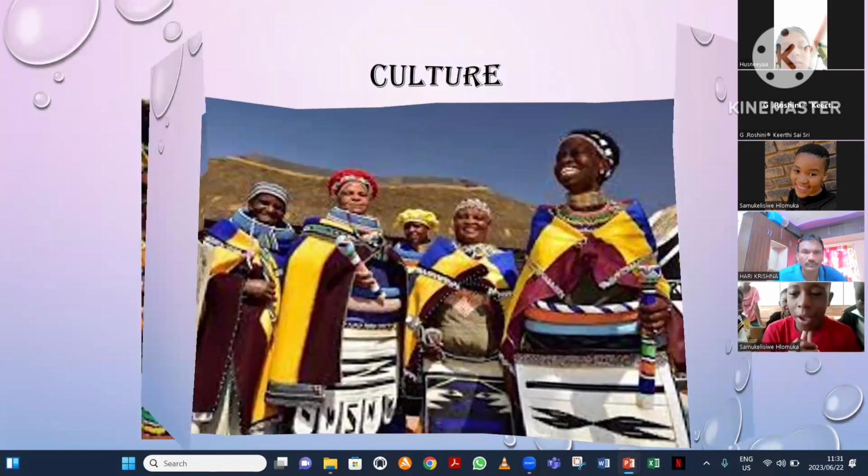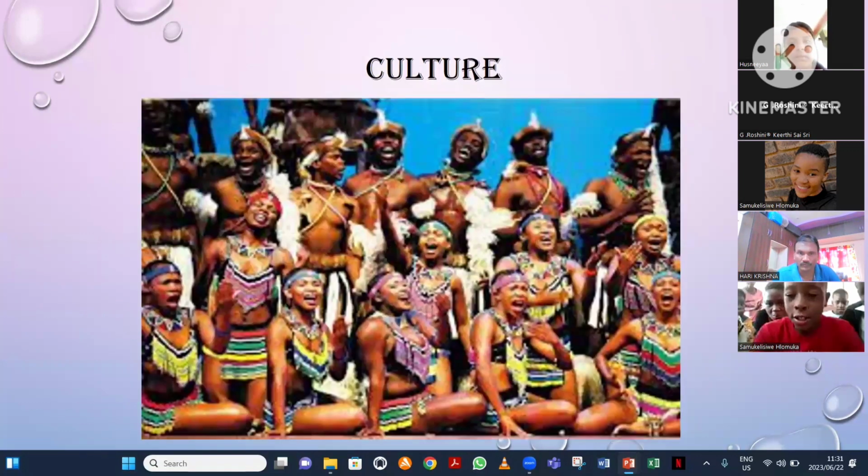Hi, my name is Siambowe, and I'm going to tell you about Xhosa culture. This is the Xhosa culture, and they dance, and they dance differently, in their tradition. And this is when the male dress like this, and the female.